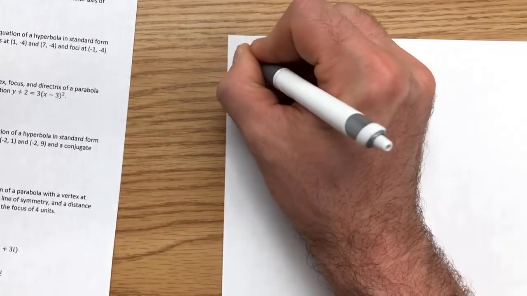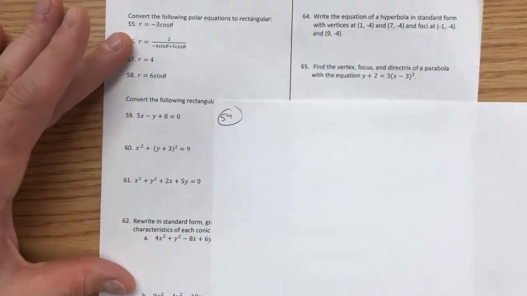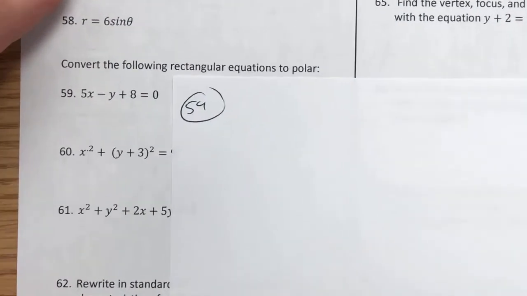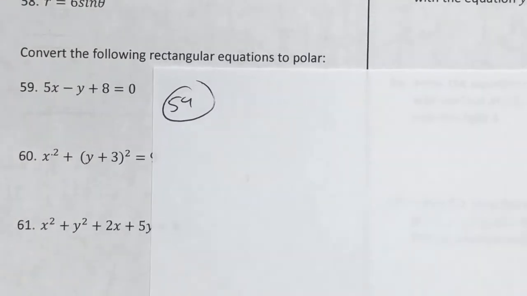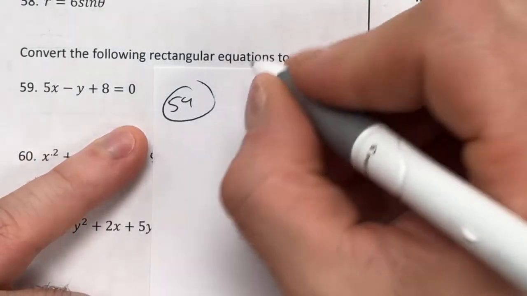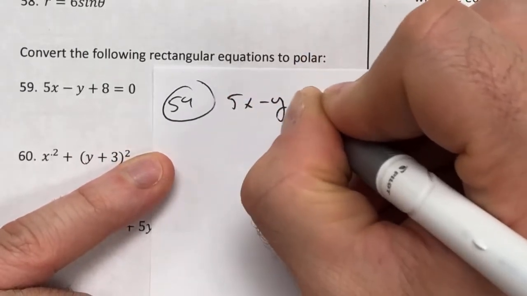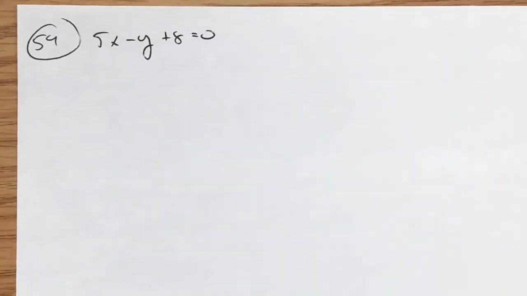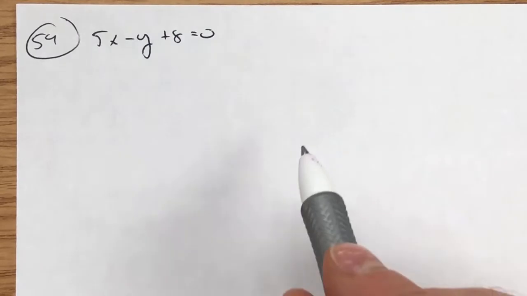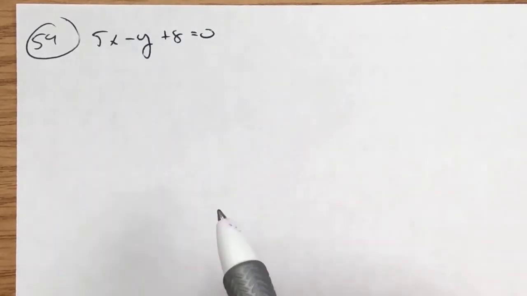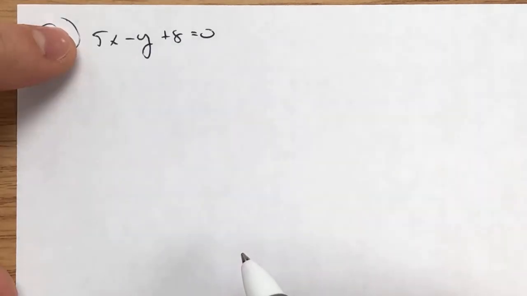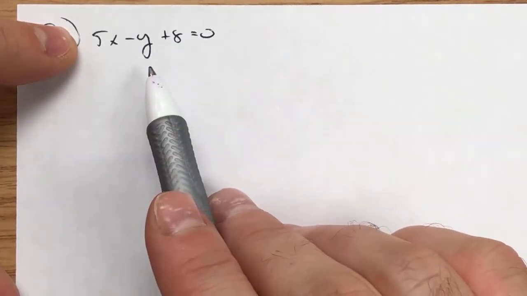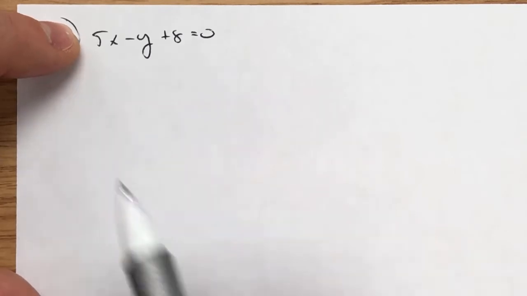That brings us to question 59. So let's take a look at 59 and see where exactly we're at. Okay. We're going to convert the following rectangular equations to polar form. And so 59 is 5x minus y plus 8 equals 0. So let's remember, just like converting polar to rectangular, we use the unit circle. We also use the Pythagorean theorem. With this, we don't necessarily have it set up for the Pythagorean theorem, but what we can do is set it up for the unit circle.